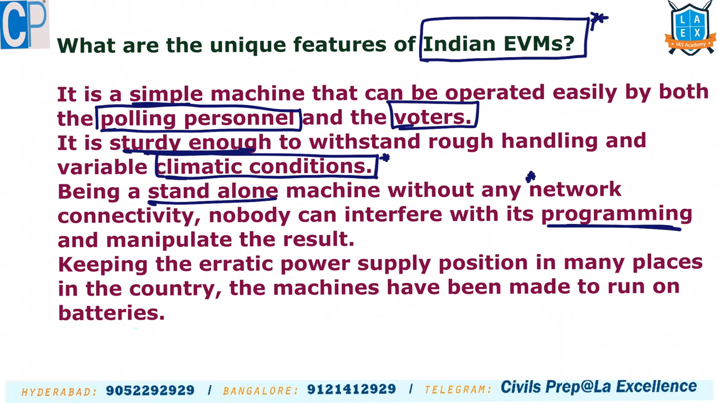Next thing, there are erratic power supply conditions in India. There are remote regions where power supply is not available. There are regions where power supply is not continuous. So instead of running these machines on power, we are running them on batteries. So we can use them anywhere at any point of time.